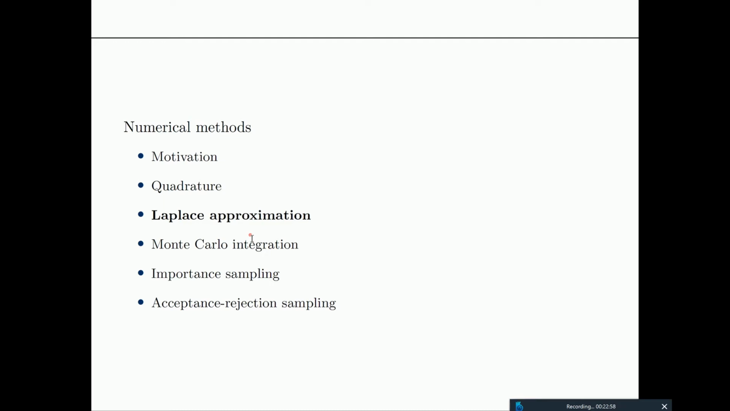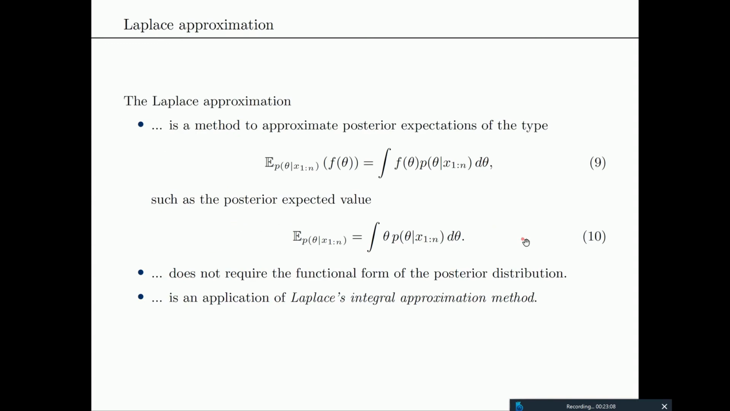Open Bishop, Barber, any machine learning book that deals with Bayesian computation, and you find the Laplace approximation. Like all the stuff that we discuss here, it is a method to solve integrals, and here I'm reintroducing this with its relation to Bayesian inference. For example, if you want to approximate a posterior expectation of this form, where you have the posterior distribution and some function of the parameter, like we had earlier, for example the identity function, so the expected value, and you want to evaluate this, but you don't have the functional form of the posterior distribution.